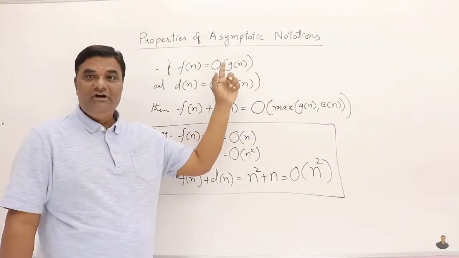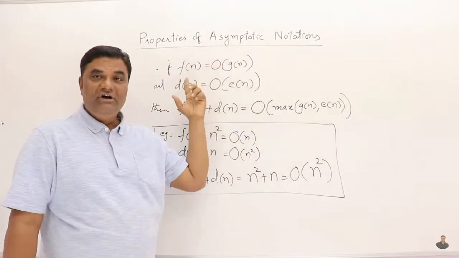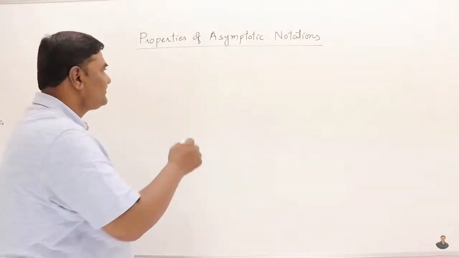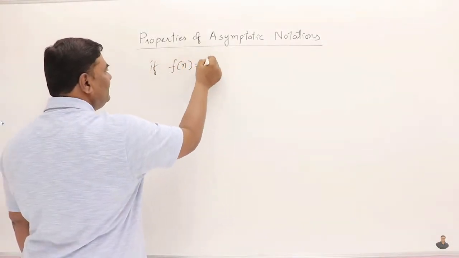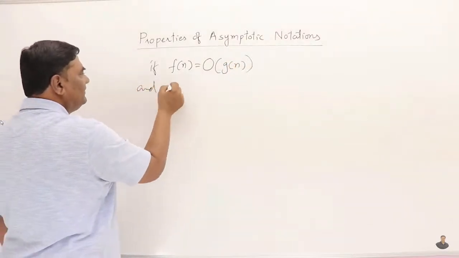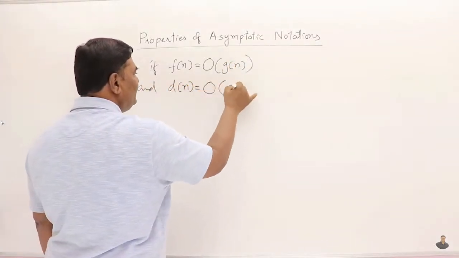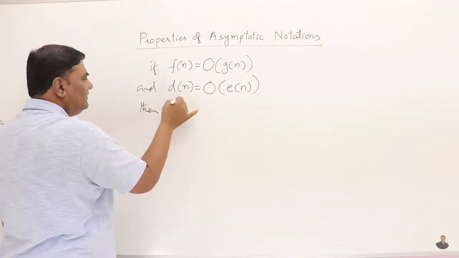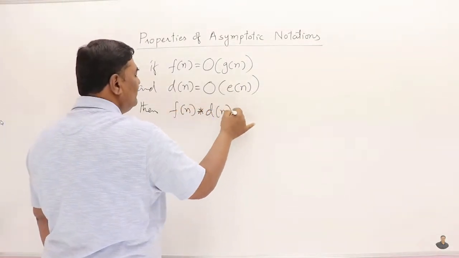So for f of n, if you have a big O, and for d of n also if you have a big O, if you add these two, then which one will be the answer? Next, if f of n is big O of g of n and d of n is big O of e of n, then f of n into d of n, what will be the answer?